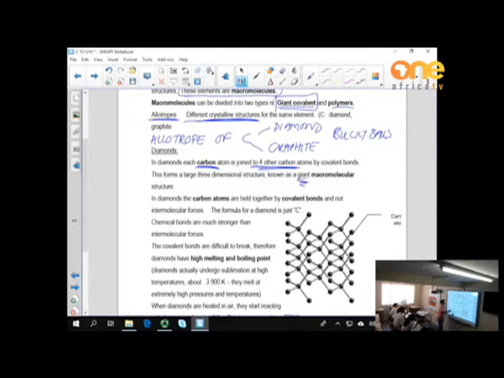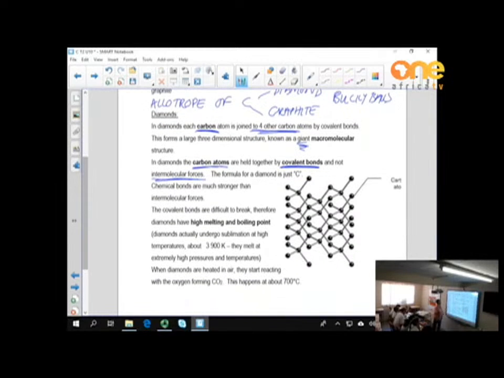In diamonds, the carbon atoms are held together by covalent bonds. What do we know about covalent bonds? They are strong, difficult to break, and not intermolecular forces. That's why I can pour water, the molecules can slide over each other, because the forces holding them together are weak. I can't pour diamonds. In actual fact, it's very hard or difficult to break a diamond, because the carbons are held by covalent bonds.